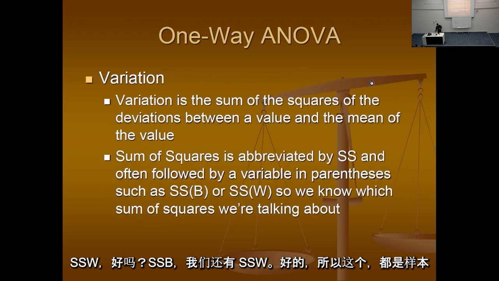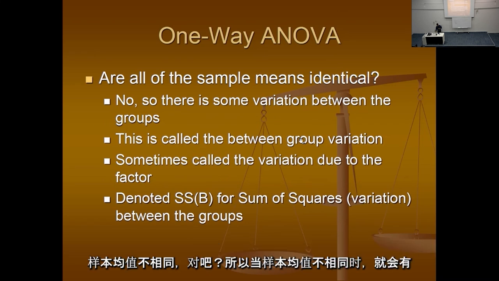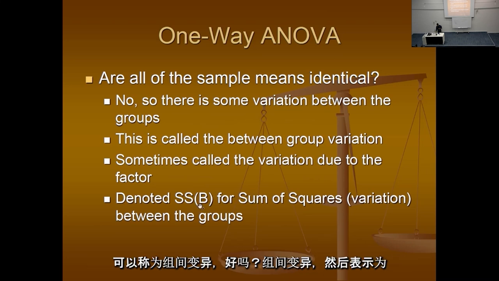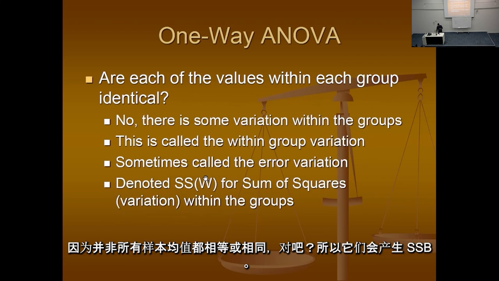Are all the sample means identical? No, because we can check from this summary of the statistics that the sample means are not identical. When the sample means are not identical, we have the variation between the groups, denoted by SSB. What is the main factor for this? Because not all the sample means are equal, so they produce the SSB.